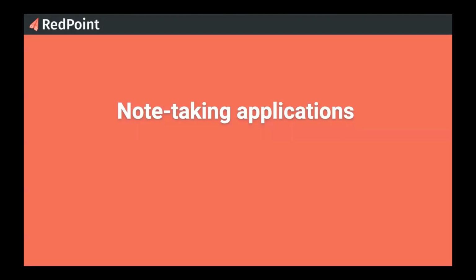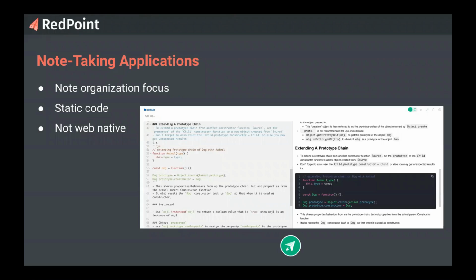Most programmers are familiar with traditional note-taking applications, like here's an example of BoostNote. They have a really great focus on note organization, but one of the drawbacks is that when you write code in a traditional note-taking application, that code is static. So if you want to run and execute that code, then you have to copy and paste to another environment. And that context switching is something we're trying to avoid.